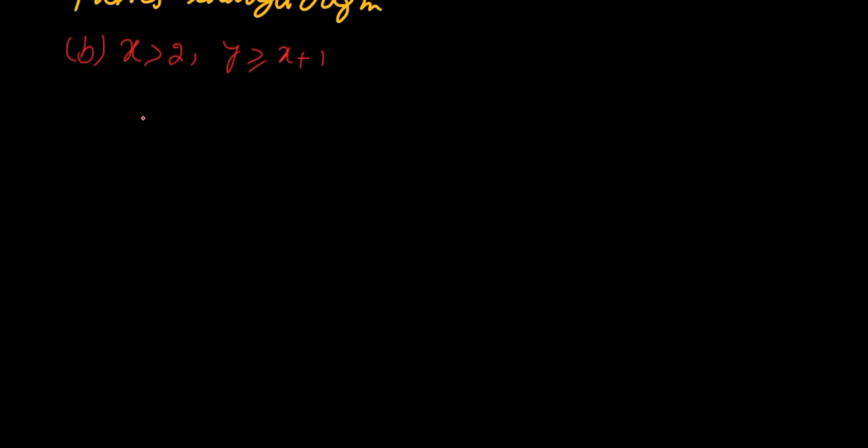So the first step is, what is its opposite inequality? The opposite inequality is x less than or equal to 2, because this inequality has no equal sign, so the opposite inequality will contain the equal sign here. The opposite inequality of the other inequality is y less than or equal to x plus 1. The associated equation to the first inequality is simply x is equal to 2, and the associated equation to the second inequality is simply y is equal to x plus 1.